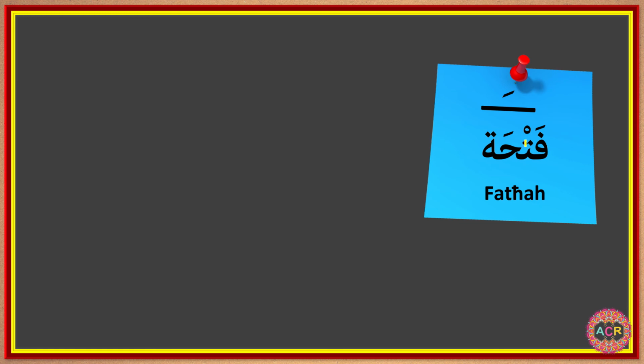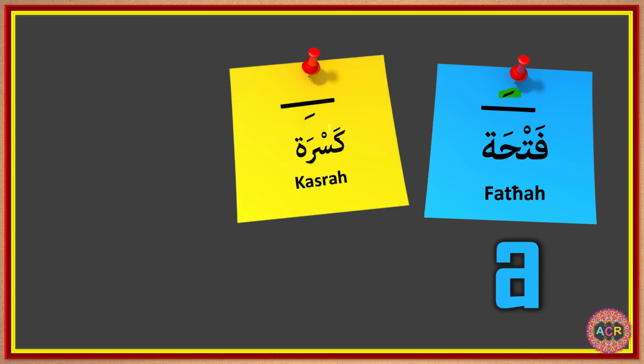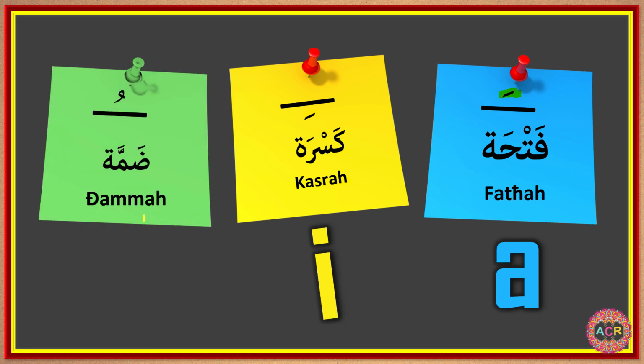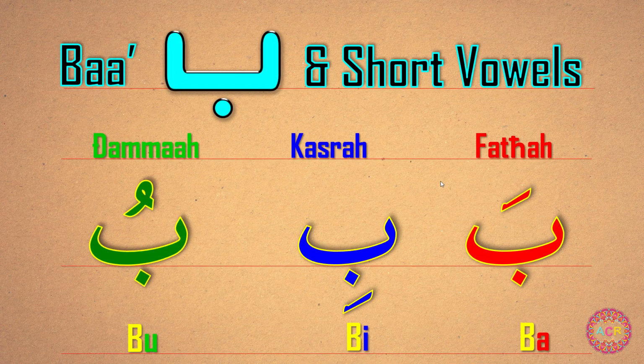The first short vowel is called fatha. This is fatha, and we put it above the letter. Fatha has a sound a. Kasra is the same as fatha, but we change the place. We put it underneath the letter. The second short vowel is called kasra, and it has a sound e. The last Arabic short vowel is called dhamma. This is dhamma, and we put it above the letter. So we have here fatha, kasra, and dhamma.